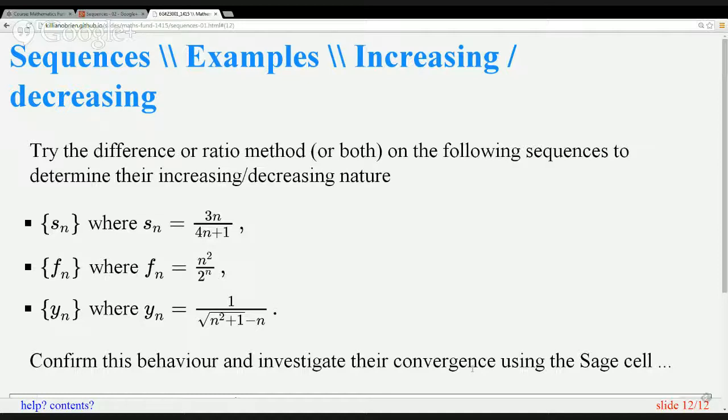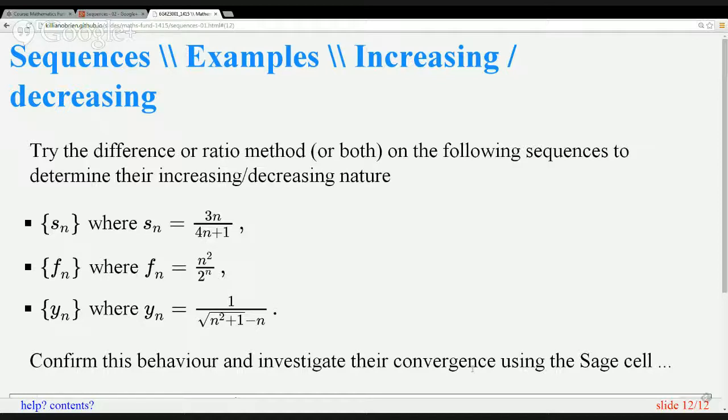So to take the difference approach to Sn plus 1 minus Sn. Be careful when you're writing down Sn. It's easy because it's written already in the definition. It's 3n over 4n plus 1. That's what Sn is. But just be careful when you're writing down one of these relative terms.